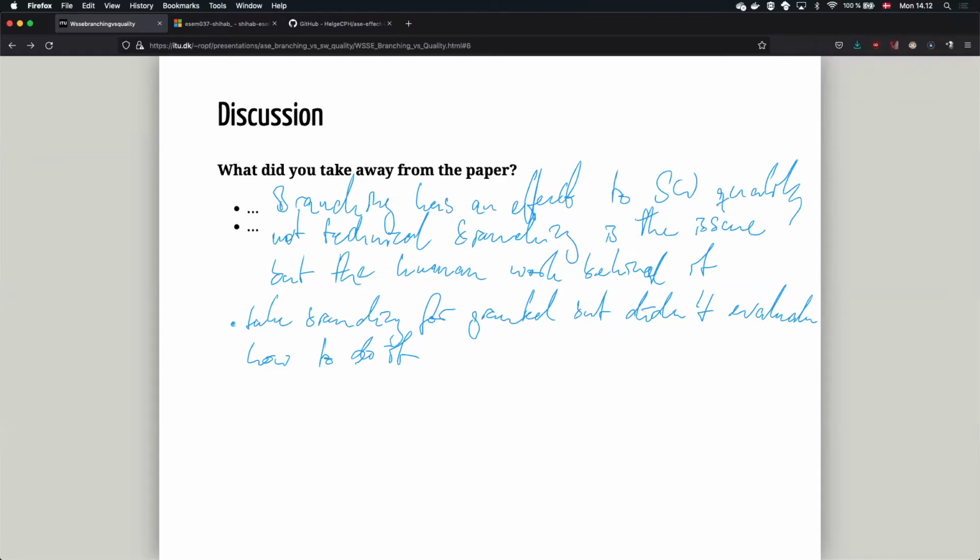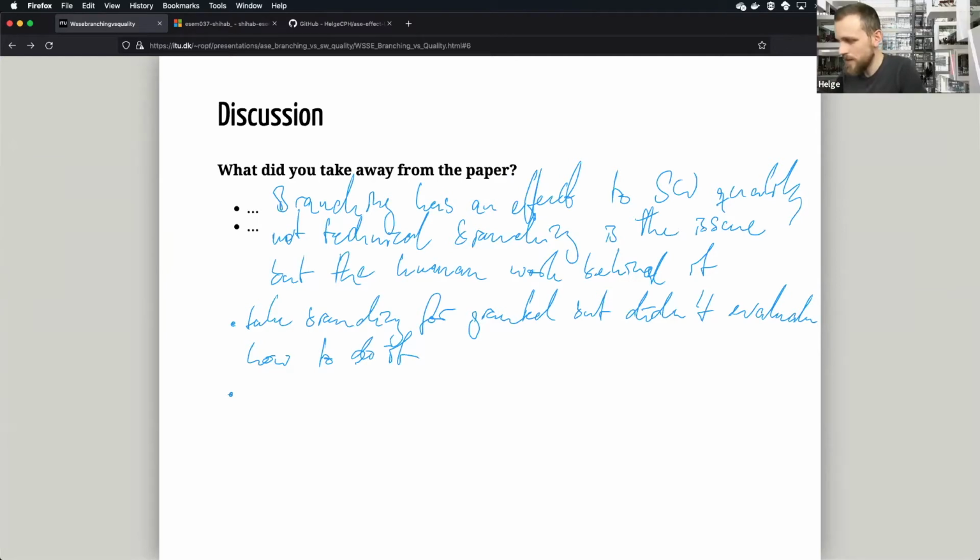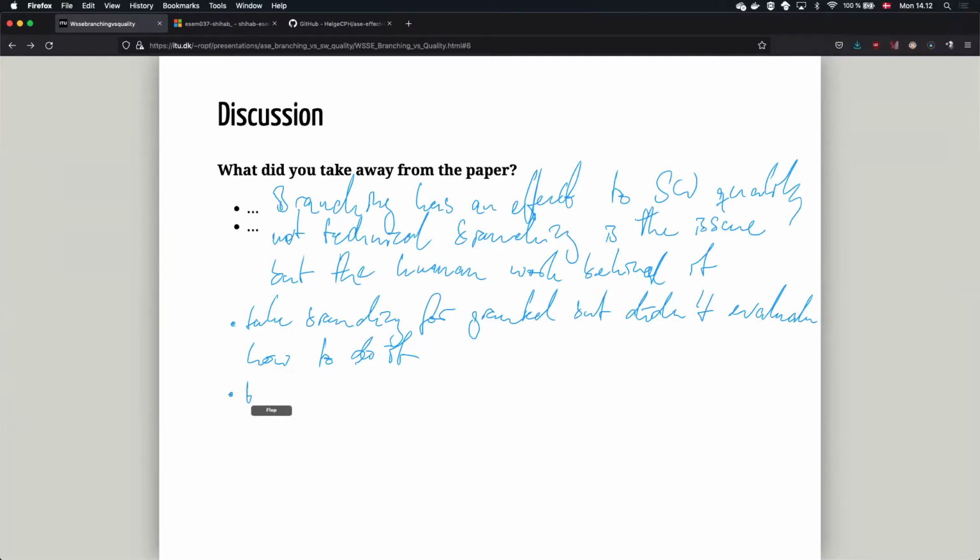So I thought it was interesting that in the paper they showed that the impact of organizational mismatch in the branching organization is statistically more impacting the quality than organizing it depending on the software architecture. I thought that's interesting. Communication and social factors seem to play a bigger role for the quality.